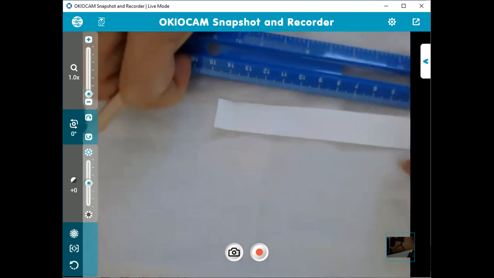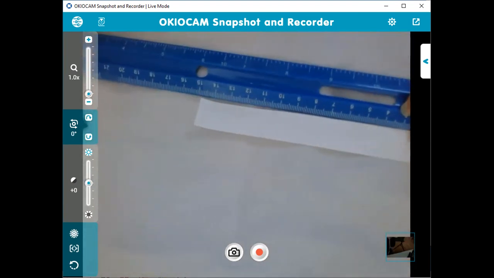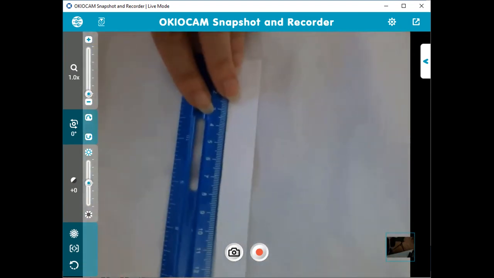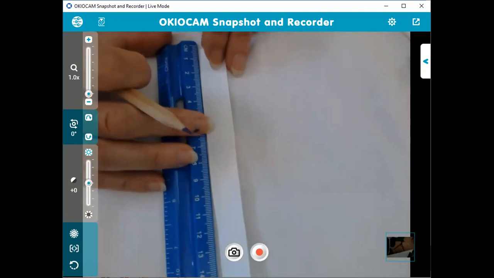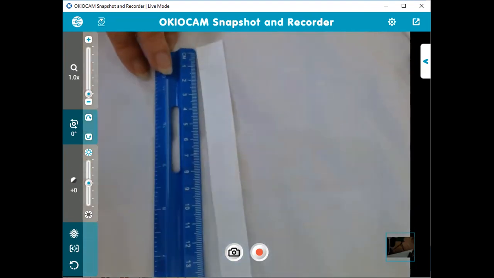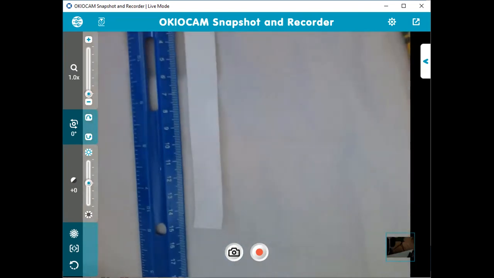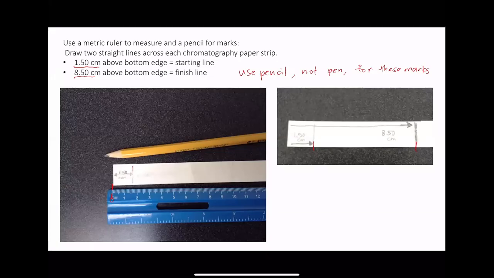Professor? Yes. Do you want us doing this to all 6 strips of chromatography paper? Yes. Or just the first one? Okay. Yes, all 6. Thank you. So you might as well do all 6 while I'm trying to figure out which way is up. Okay, let me pause this. So make sure you use pencil for these marks.